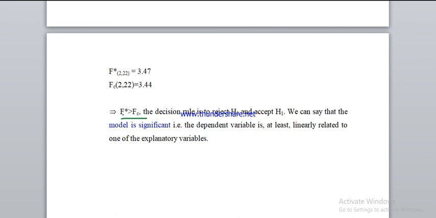If the F calculated is greater than the F critical, the decision rule is to reject the null and accept the alternative. We can say that since the F calculated is greater than the F critical, we conclude that the model is significant. That is, the dependent variable is at least linearly related with one of the explanatory variables. So at least one of the variables significantly affects our dependent variable y.